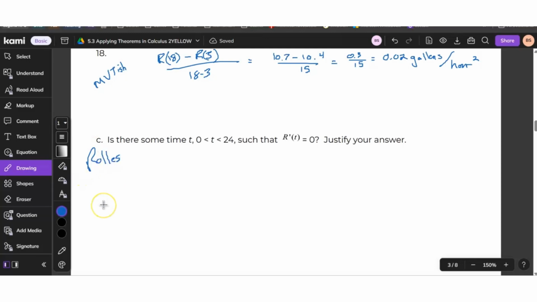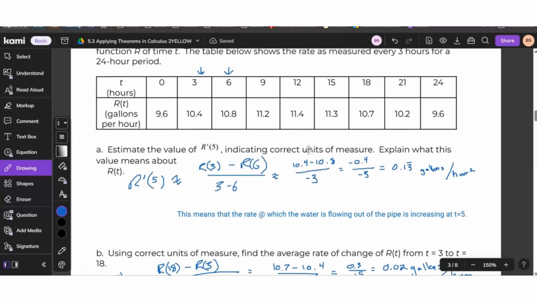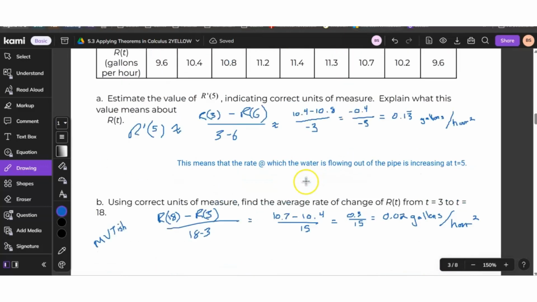This is all Rolle's. Why is it Rolle's? Well, because we want the derivative to be 0. That's Rolle's theorem. So in order for Rolle's to work, we need the two endpoints to be the same. What are the only two endpoints that are identical? 0 and 24.